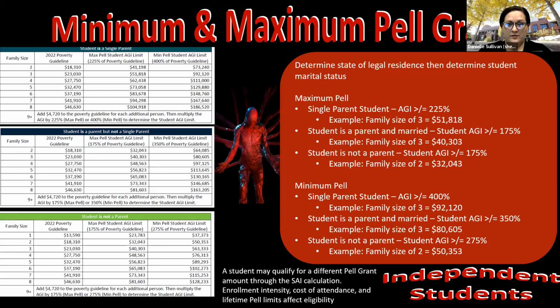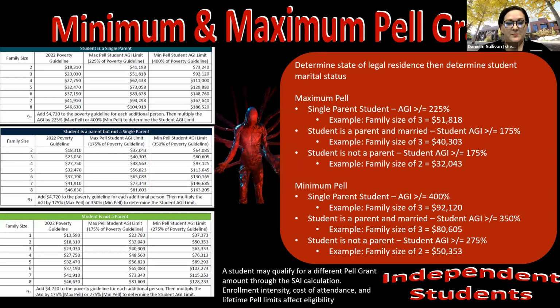We'll determine the marital status and then the maximum Pell for a single student. As long as they have a family size of 3, as long as they're at 51,818 for their AGI, then they will qualify for a maximum Pell Grant. So they'll automatically get maximum Pell Grant.